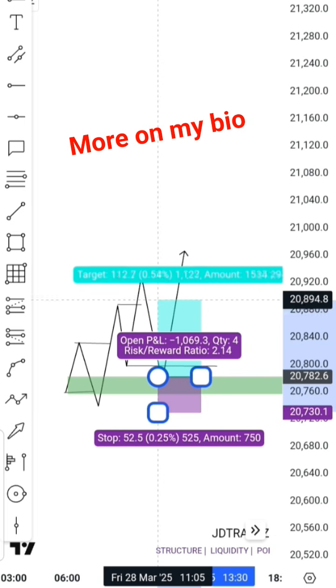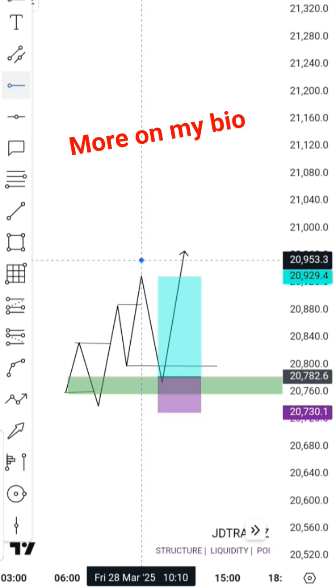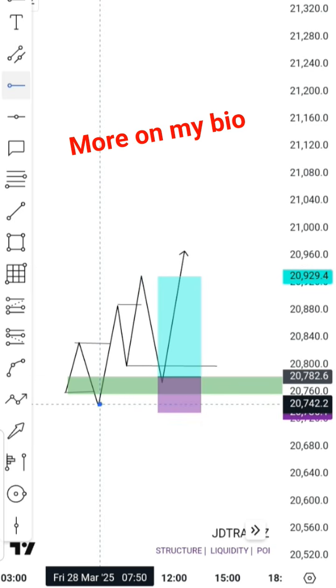Then your SL will be below this particular low. Let me make everything clear. Your SL will just be slightly below this low. This low is termed our protected low.